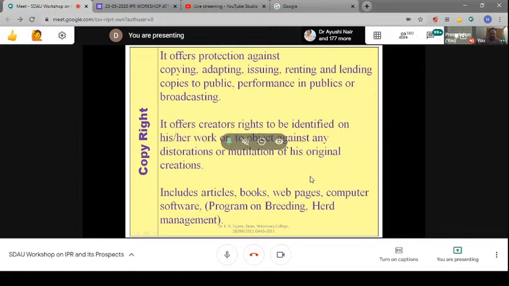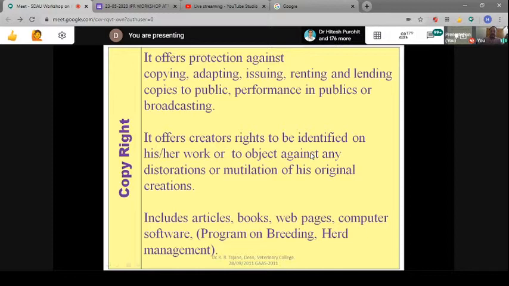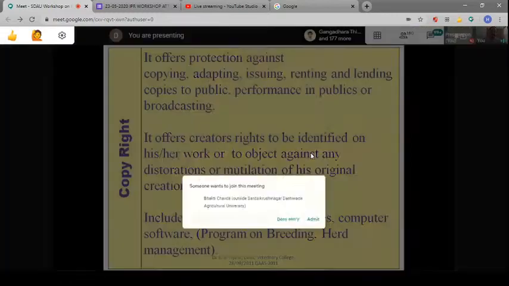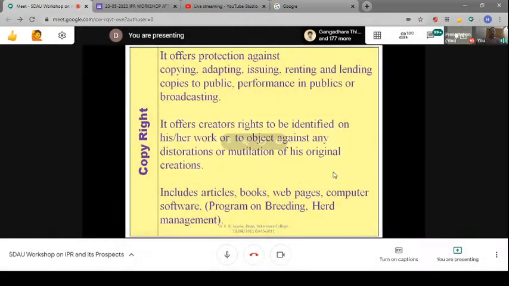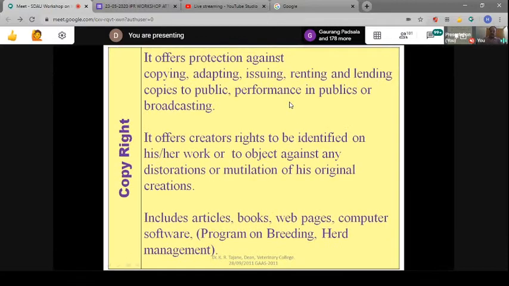You cannot issue the book, you cannot even make Xerox copies and supply them to friends, or sell these Xerox copies; that is also a violation of the Copyright Act. So you cannot use it in this way. Performance in public: say for example, one movie is released today and you take the CD and play it in theaters or in your university auditorium, then it is a violation of the copyright. No doubt you can use it for non-commercial purposes, but with due permission from the author.